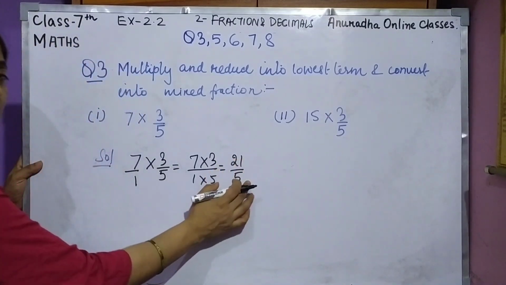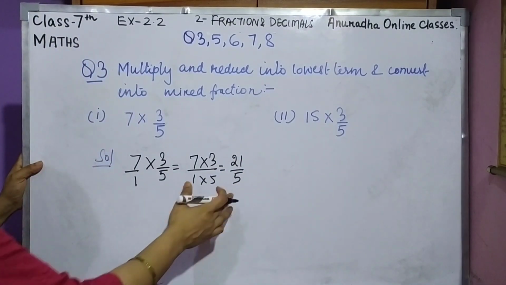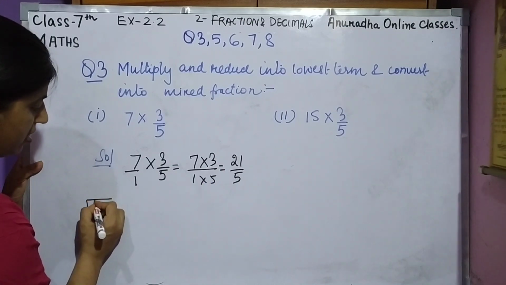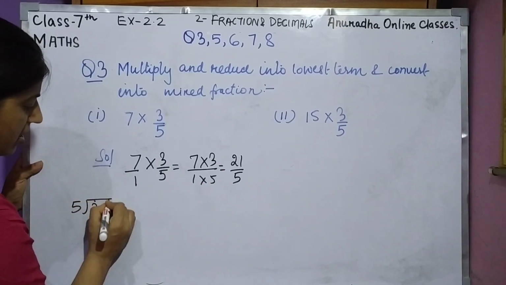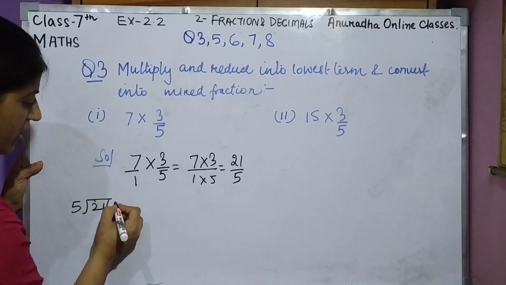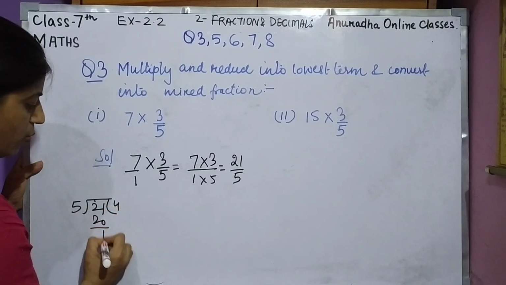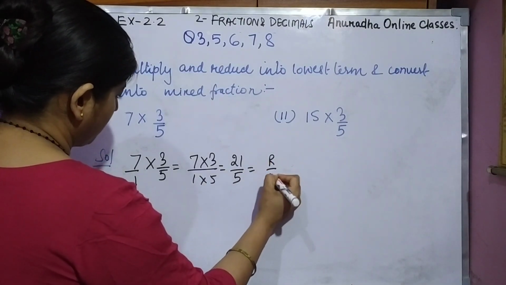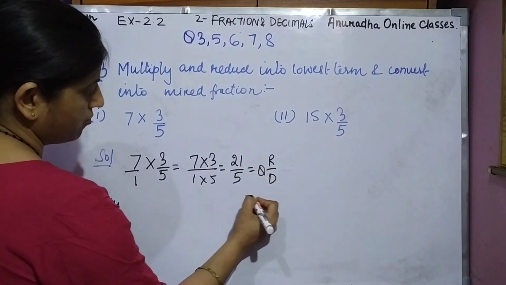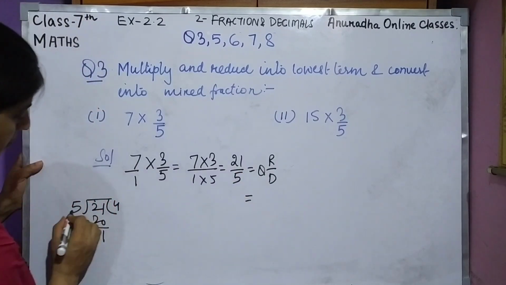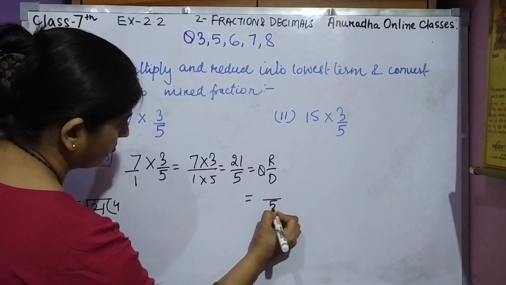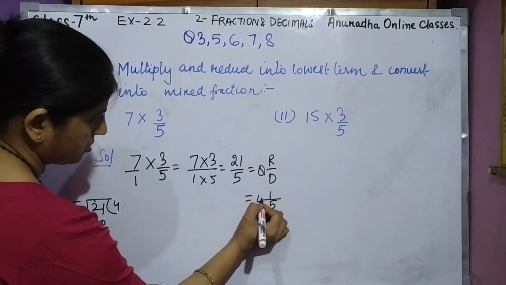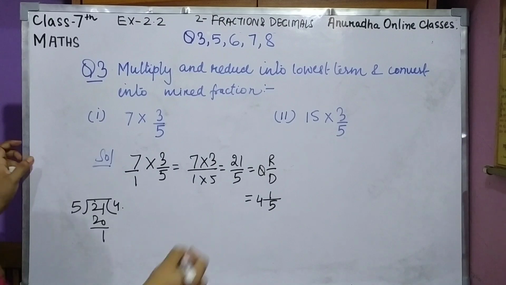Now see 21 upon 5. It is an improper fraction. Why? Because numerator is more than denominator. So we will change it into a mixed fraction. 5 4s are 20. 1 is remainder. How will you write this? Remainder is at the top, then divisor and quotient. So what is our answer? See, divisor is 5, remainder is 1 and quotient is 4. So this is your answer.